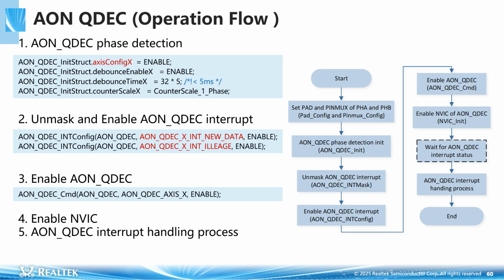The operation process of the AON QDecoder is as follows. Step 1. Initialize the AON QDecoder. Set whether to enable debounce and the debounce time. Set whether to count after 1 or 2 phase changes. Step 2. Enable AON QDecoder interrupts. Step 3. Turn on the AON QDecoder. Step 4. Enable NVIC. Step 5. Wait for interrupt trigger. Note, when a phase change is detected that doesn't follow the correct sequence, for example, changing directly from 00 to 11, it will trigger an illegal interrupt.